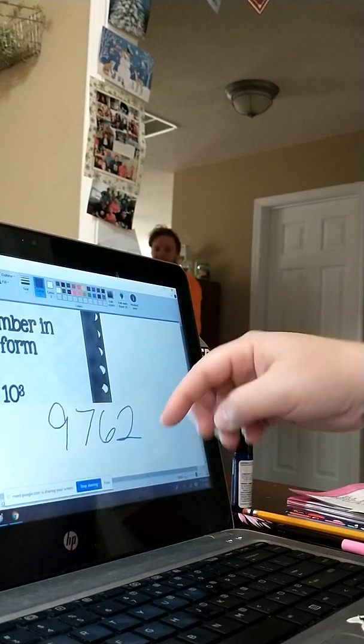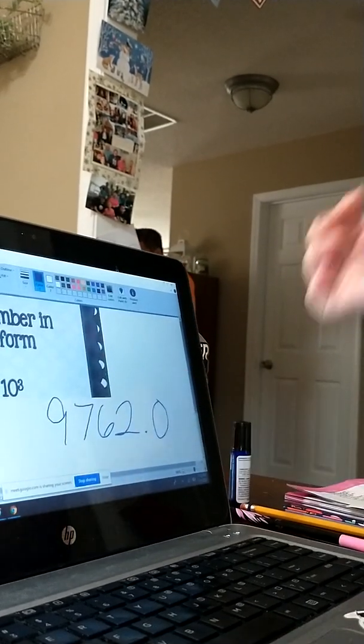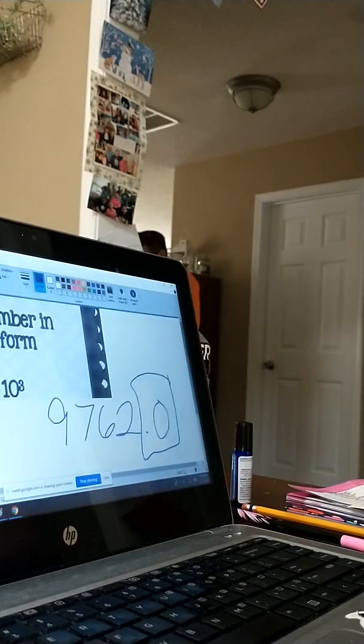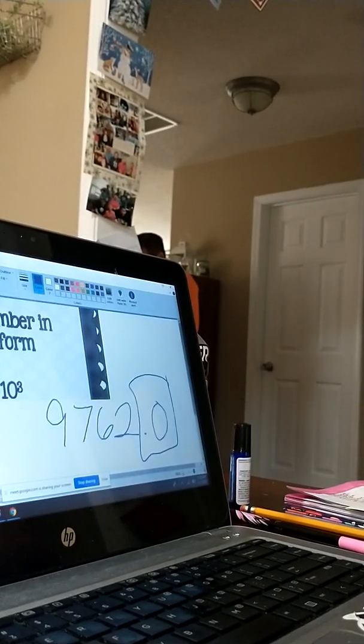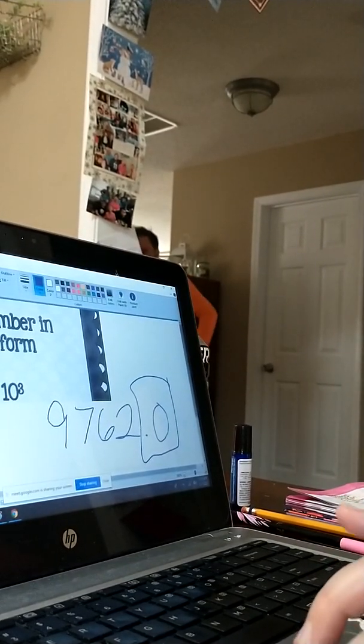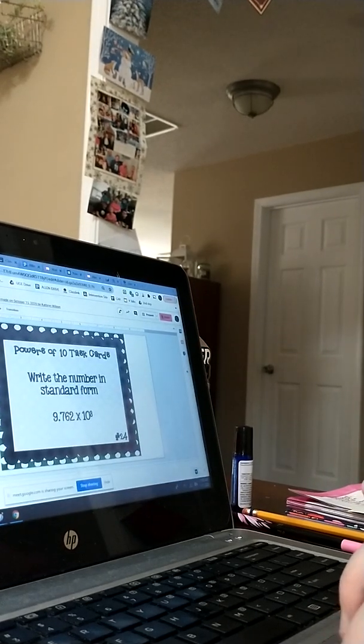Or you can write it like some of you did where you put your 0.0. Remember that 0.0 isn't going to change the value of the whole number. So either way. All right, you guys are awesome. Good job. Let's look at another one.